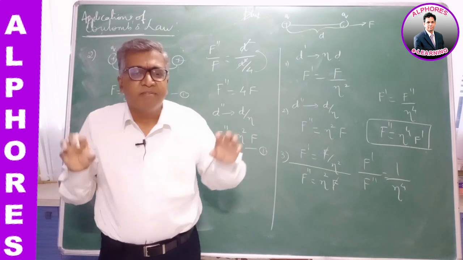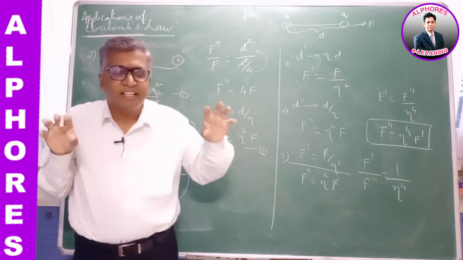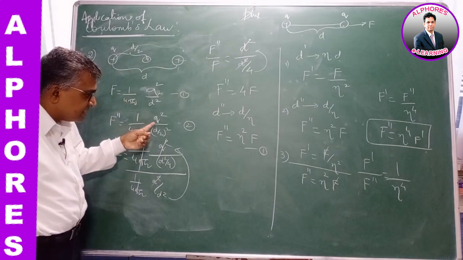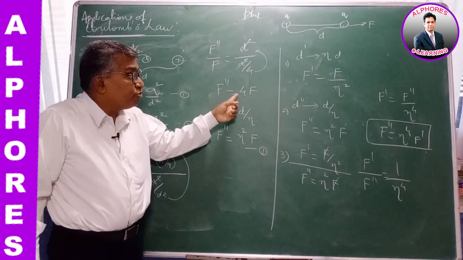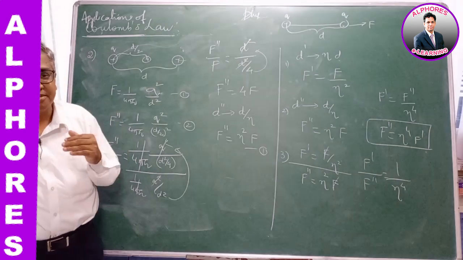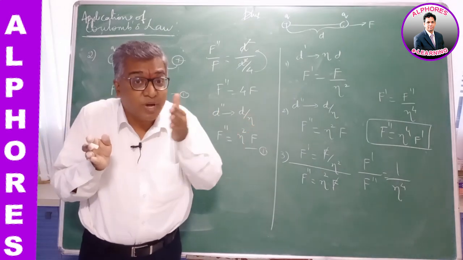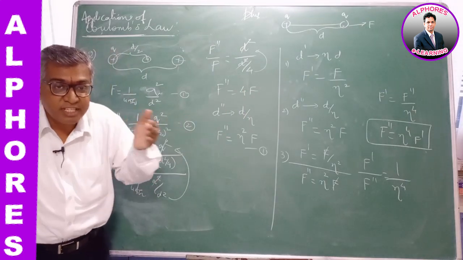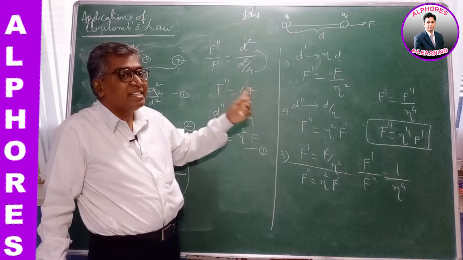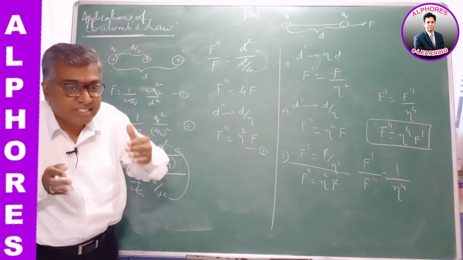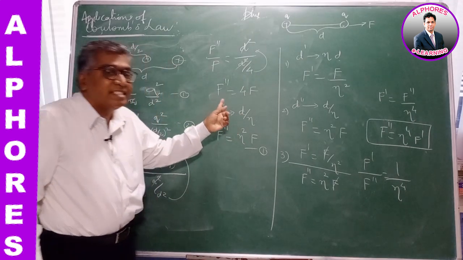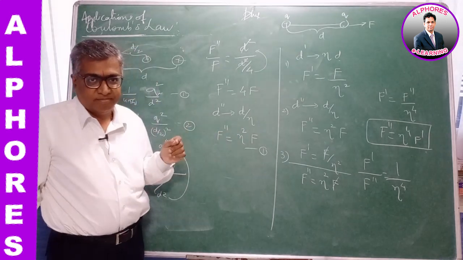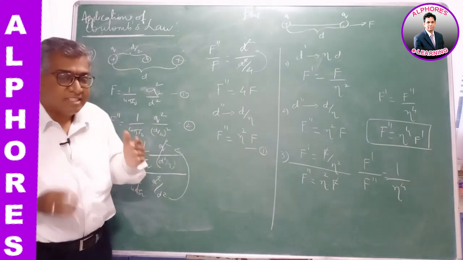Second case, when the two charges are at a distance d, now the distance between them is halved. When I halve the distance, the force becomes 4 times, 2 square times. If I reduce the distance to 1/3, d by 3, then it will be 9 times. Reduce the distance to 1/4, then it is 16 times. If I reduce the distance to 1 by nth of the initial distance, then the force is n square times F.